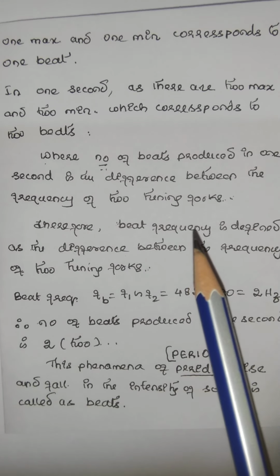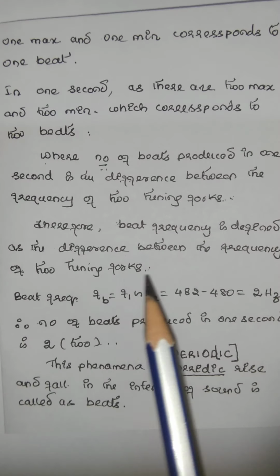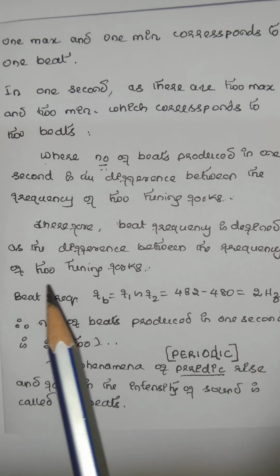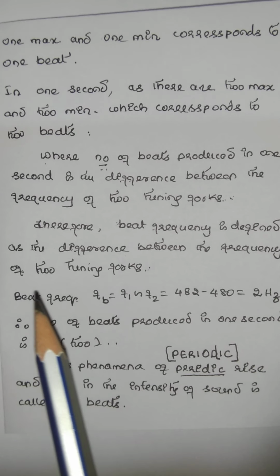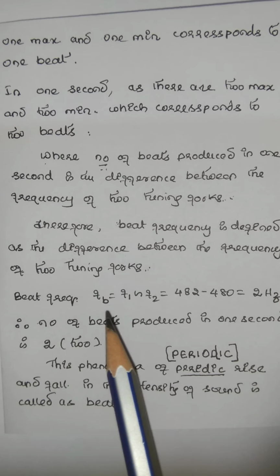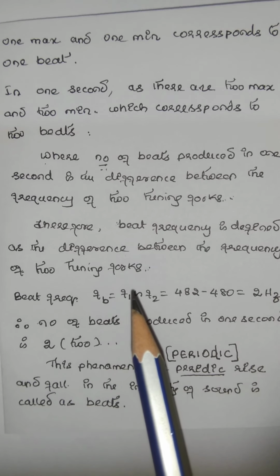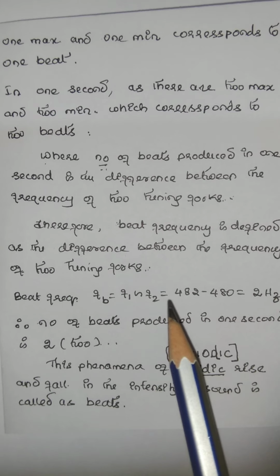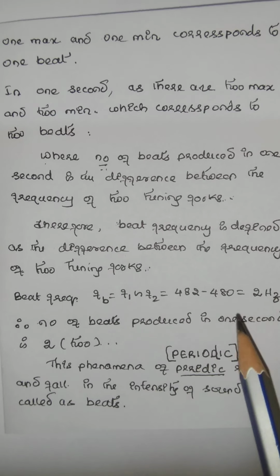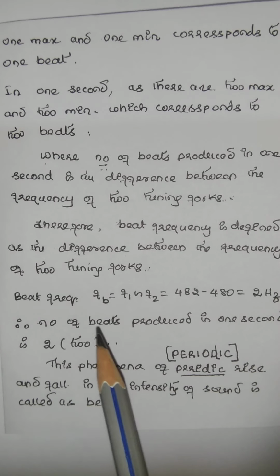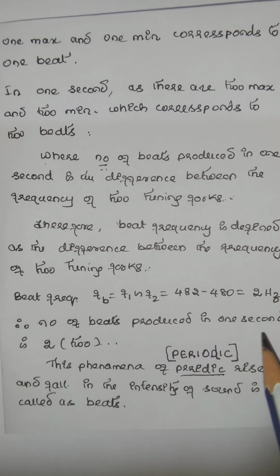Therefore, beat frequency is defined as the difference between the frequencies of two tuning forks, and beat frequency is given by f_b equals f1 minus f2, that is equal to 482 minus 480, that is equal to 2 Hz. Therefore, the number of beats produced in 1 second is 2. This phenomenon of periodic rise and fall in the intensity of sound is called beats.